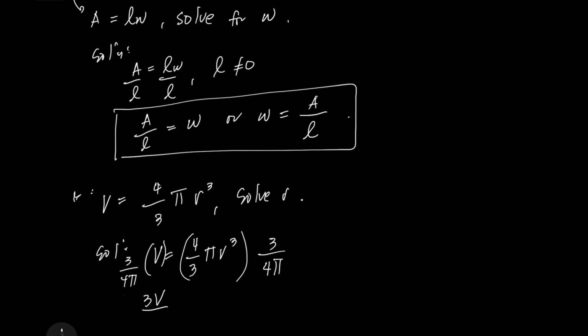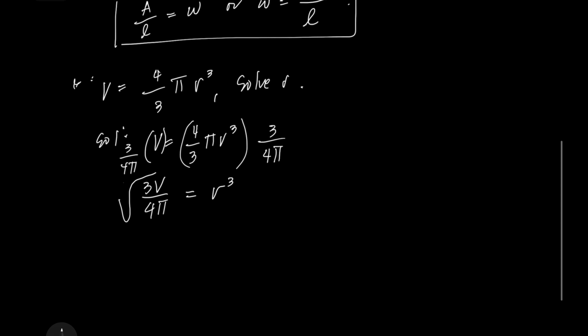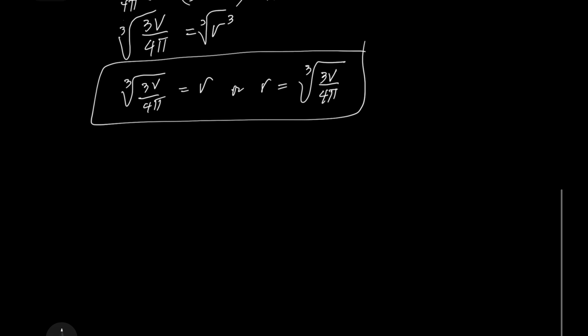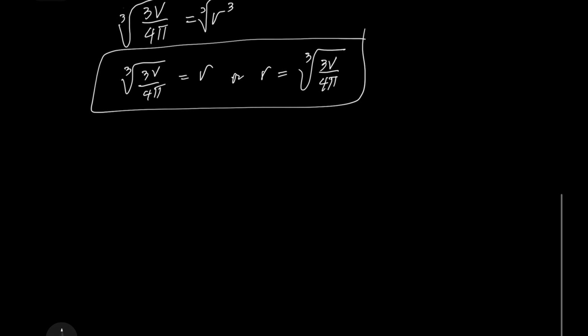Which makes it 3V over 4 pi equals r cubed. Now from here, we can just apply the cube root property. So we have cube root of 3V over 4 pi equals r. Or you can write this one as r equals cube root of 3V over 4 pi. That's the symmetric property.